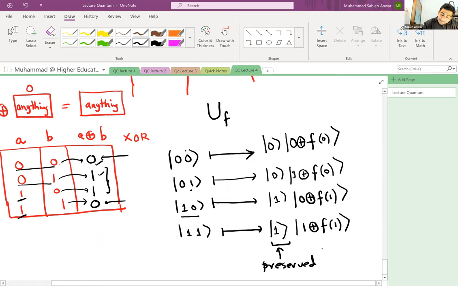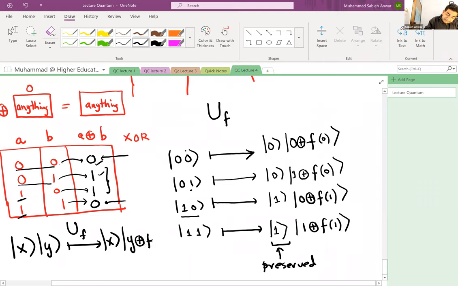Whereas the second qubit, you exclusive OR, XOR the second qubit's state with the function evaluation on the first qubit. If I were to write this in shorthand, take x, y; under the UF function, nothing happens to the first qubit. And for the second qubit, you take the exclusive OR of y with f(x). So this is the general way of writing how we have designed our controlled function evaluation.